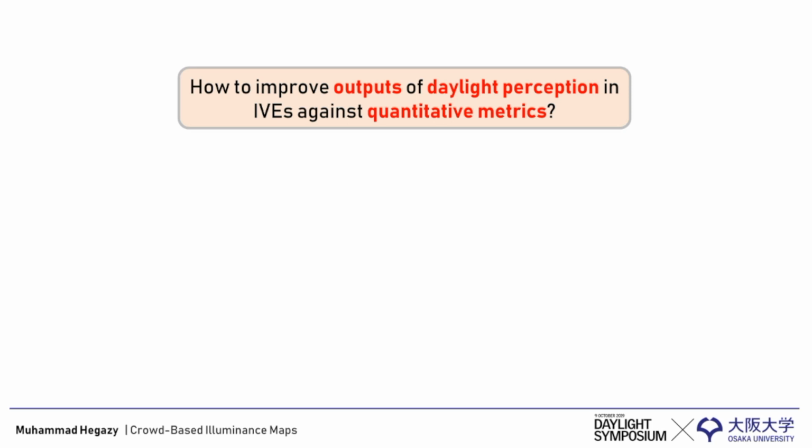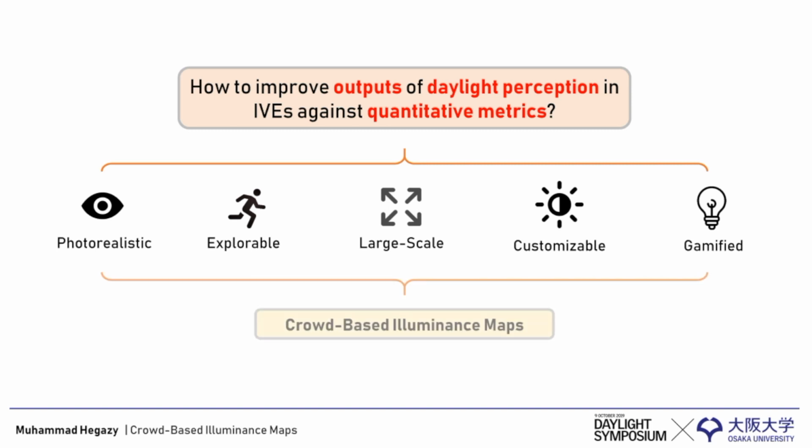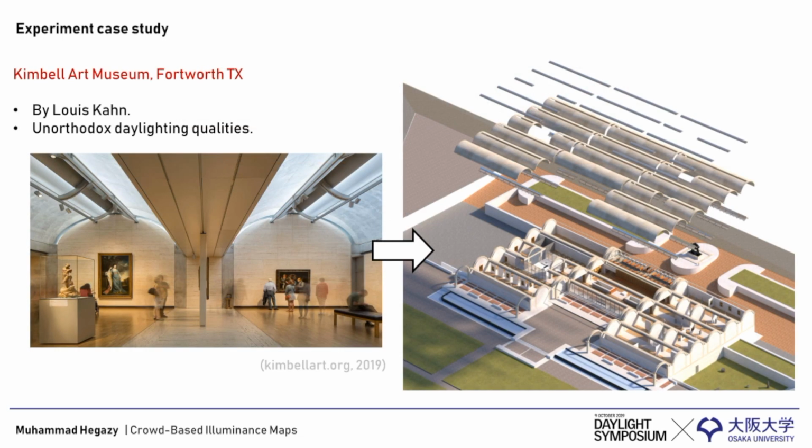So my main research question is how we can improve the outputs of daylight perception in IVEs and compare these outputs against quantitative metrics. To do this, we need to develop a new virtual reality system that is more interactive, more photorealistic, and can be customized by users. We need to add more gamified content, interactive content, or challenges for the users inside these systems. Using this approach, we can acquire what we call a crowd-based illuminance map based solely on user perception of daylighting.